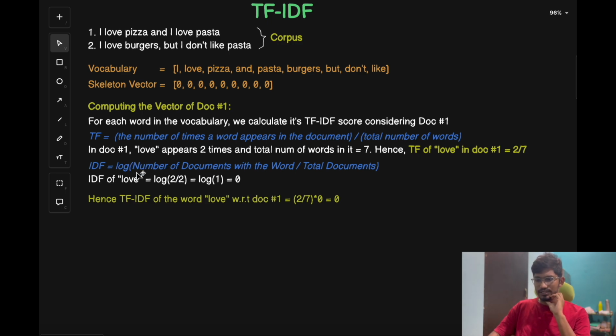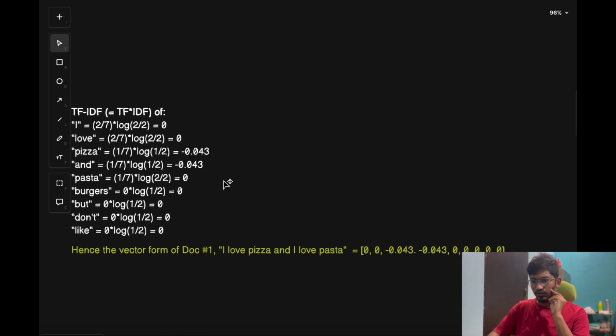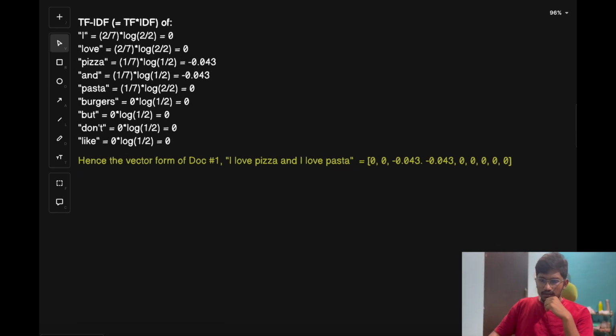Because we made a mistake in calculating the IDF value. The number of documents which have the word pizza is 1 and the total number of documents is 2. So the IDF for the word pizza is log of 1 by 2. If we multiply that with the TF score of pizza, we get minus 0.043 as the TF-IDF score for the word pizza, which means that it's more significant than love in this comparison, since it helps distinguish document 1 from document 2. So TF-IDF downplays these common words and gives more importance to rarer and meaningful words.